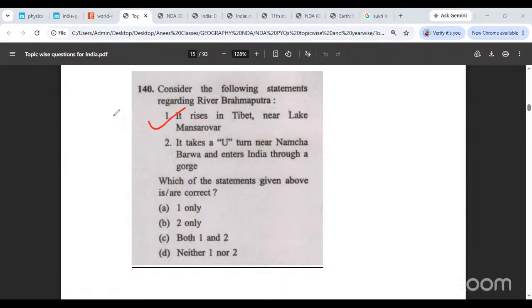Okay, does the Brahmaputra take a U-turn near Namcha Barwa and flow directly into India? Yes. वो क्या नाम से अंदर आती है इंडिया में? सियांग या दिहांग. दिहांग और सियांग के नाम से नीचे आती है. Then it receives the confluence of the Lohit and Dibang, and after that it is famously known as the Brahmaputra. Okay, so we'll go with both one and two.